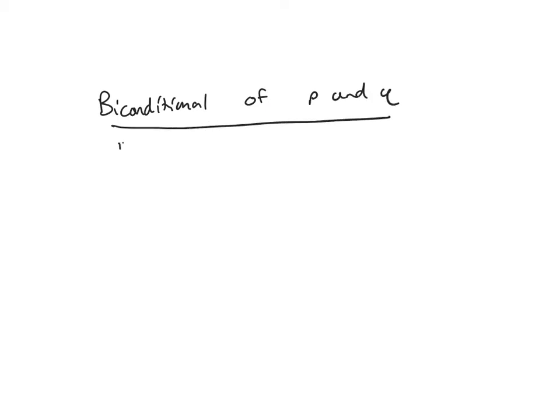So now we're going to talk about the biconditional of P and Q. So this is the statement P if and only if Q. So the way it's denoted is with a double arrow.